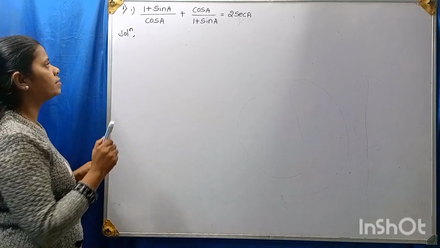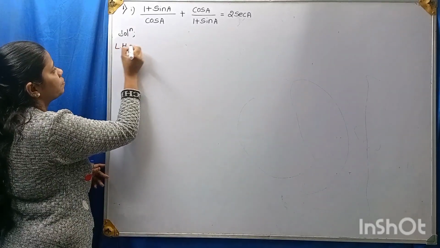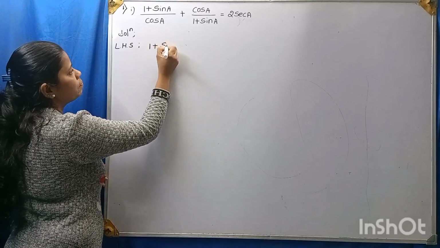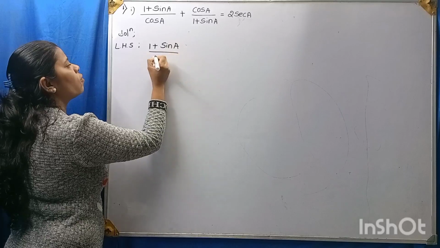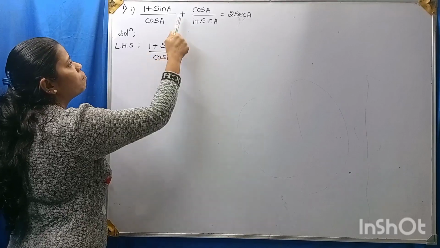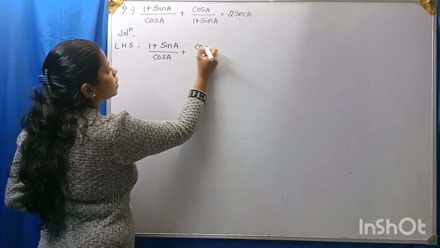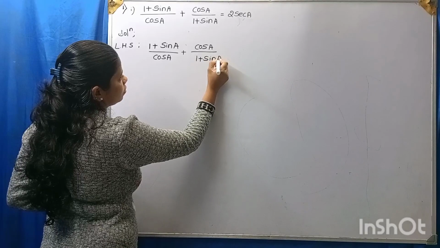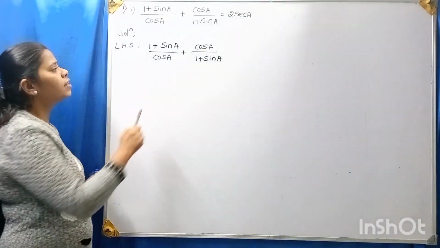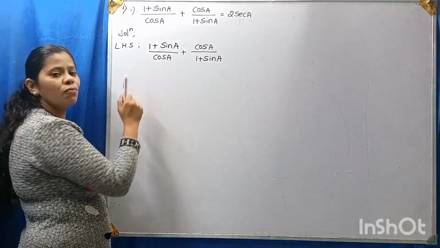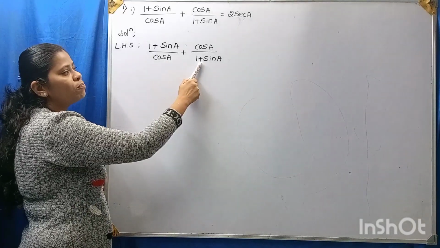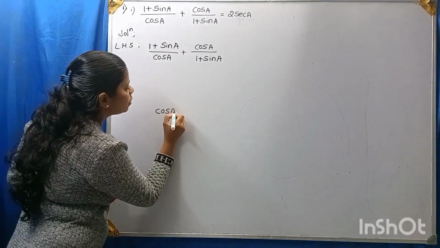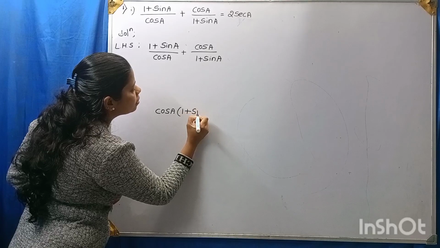First, let me write down the LHS. We know that our LHS is (1 plus sin A) divided by cos A, plus cos A divided by (1 plus sin A). To solve this problem, first let's take the LCM of this. What is the LCM? Cos A into (1 plus sin A) is the LCM.